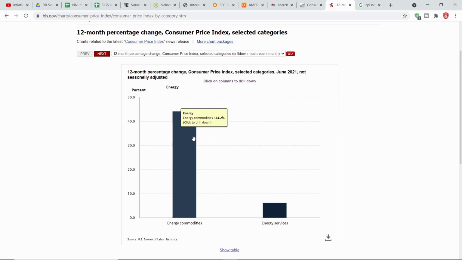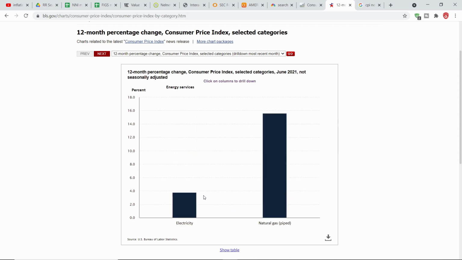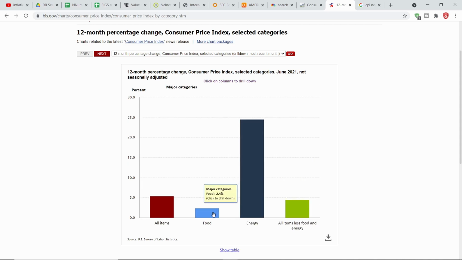So energy commodities were up 44%. We see that crude oil, natural gas, etc. Energy services up 6%. So you might think, okay, that doesn't look as big, but that's still 6%. That's quite substantial in terms of inflation when the Fed is targeting 2% inflation or average 2%, whatever that means. So then we can see even more inflation, all of them over 2%.